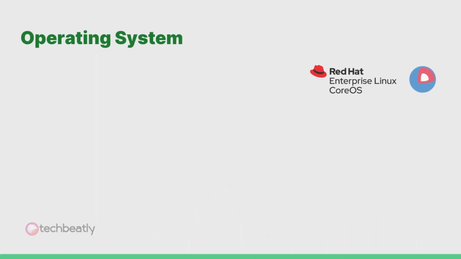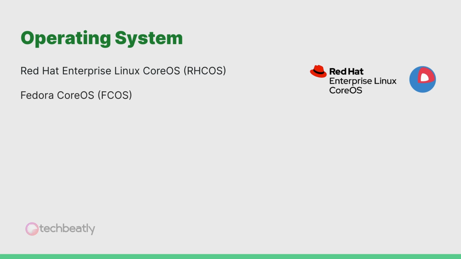For Red Hat OpenShift, it will be Red Hat Enterprise Linux Core OS or RHCOS. And for OKD, it will be Fedora Core OS or FCOS. Core OS is a special purpose container-oriented operating system with features like fast installation, simplified upgrades, etc.